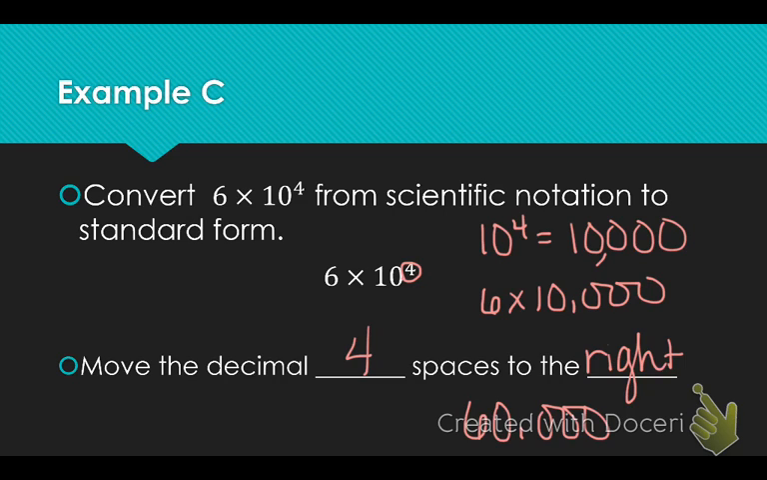But just to show you how the decimal moves, if I have 6.0 and I need to move it 4 spaces to the right, that's 1, 2, 3, 4. I put in zeros, and that's another way to show that this is going to be 60,000 in standard form.